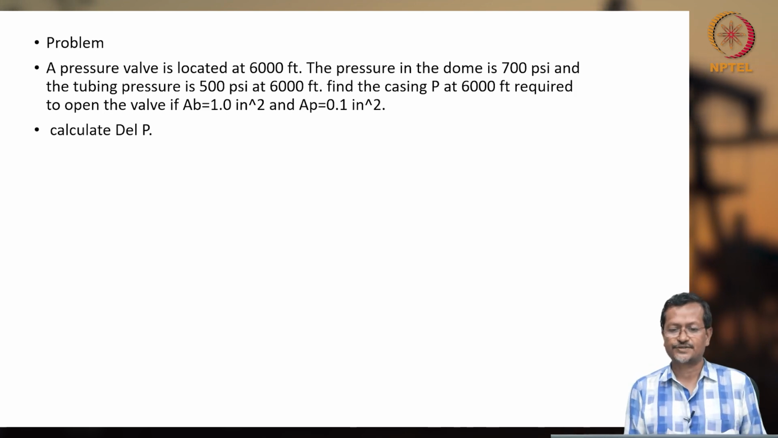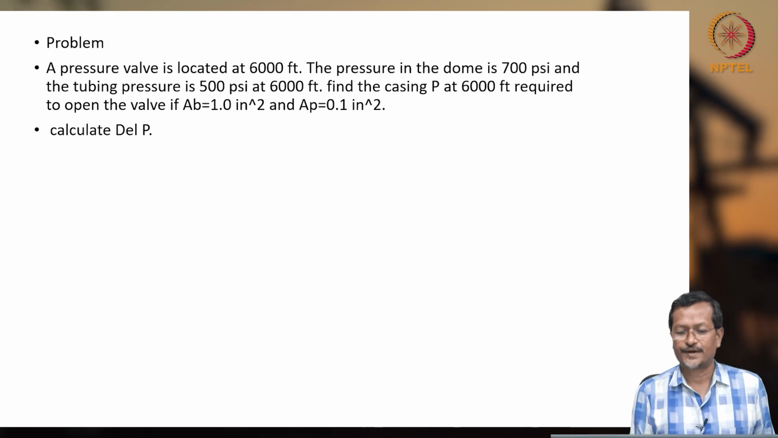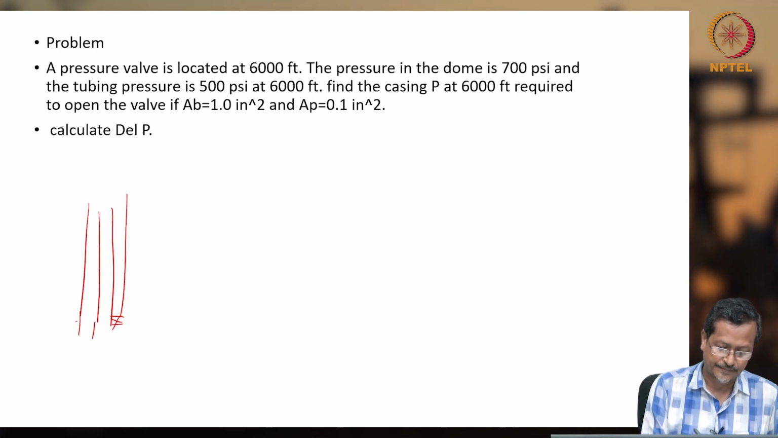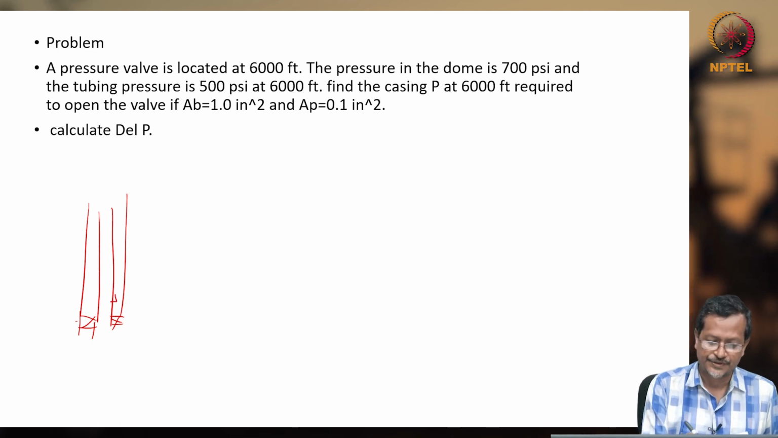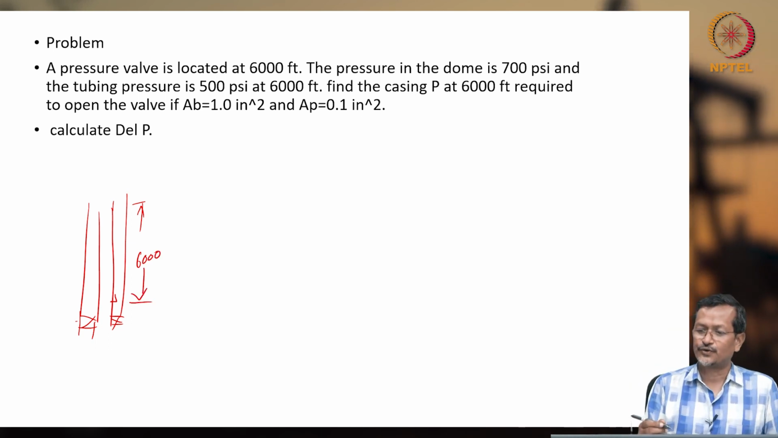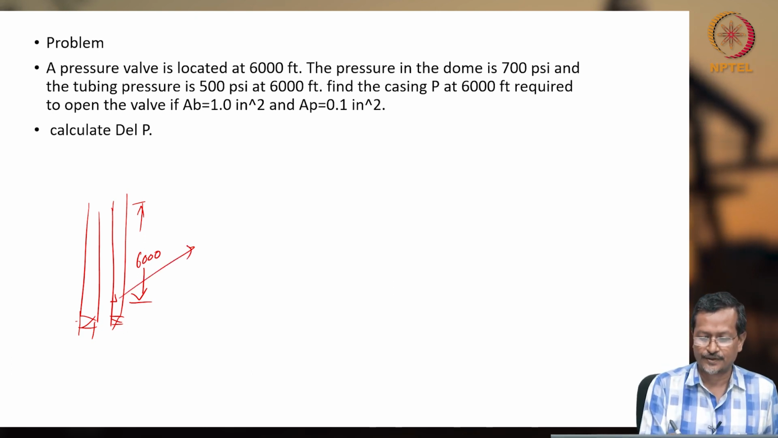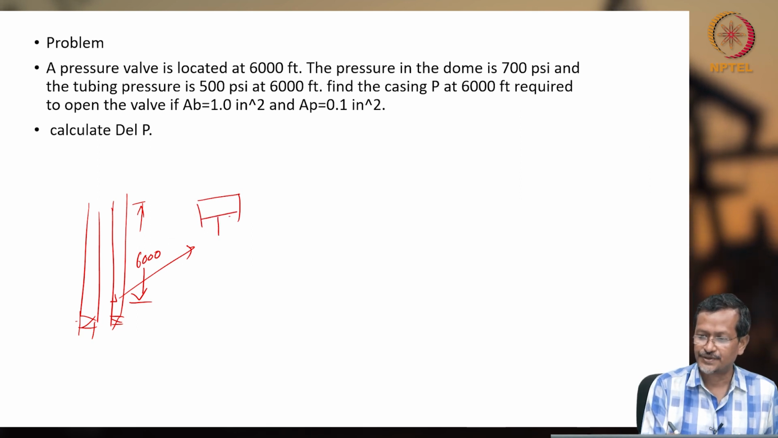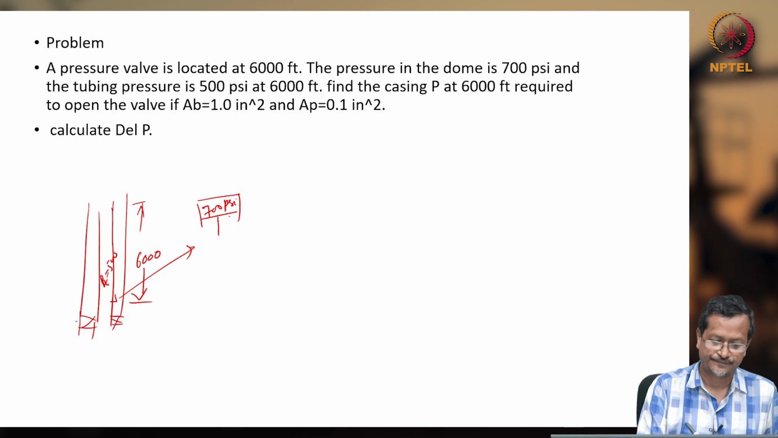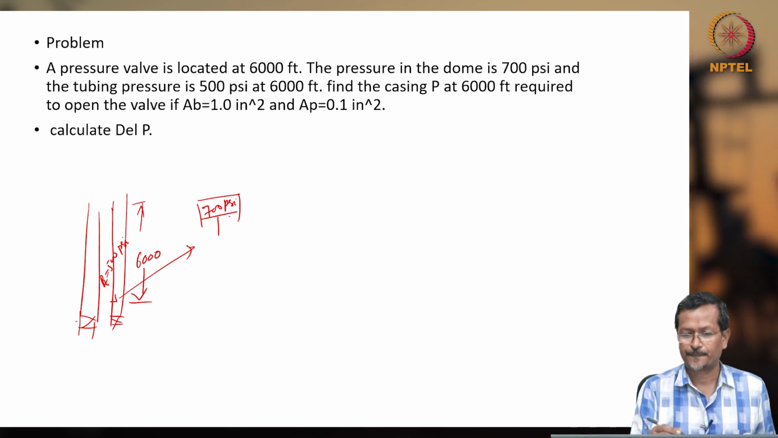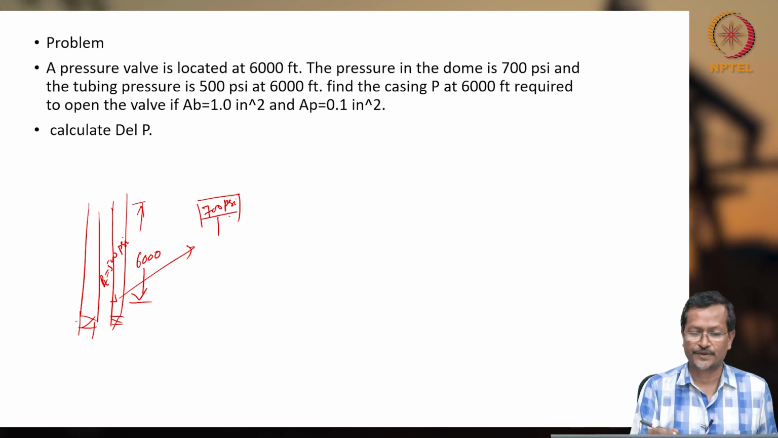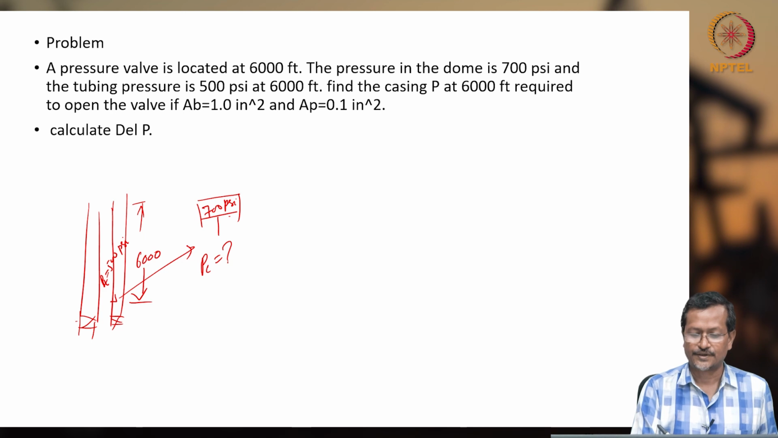This problem we solved in the last lecture. A pressure valve is located at 6,000 feet depth. This is casing, this is tubing, and I can assume there is one packer and one valve here, at a depth of 6,000 feet. The valve will have one dome. The dome pressure is given as 700 psi and the tubing pressure is 500 psi. PT is given as 500 at the injection location. Find the casing pressure at 6,000 feet required to open the valve, so you have to find PC. That one was solved already.